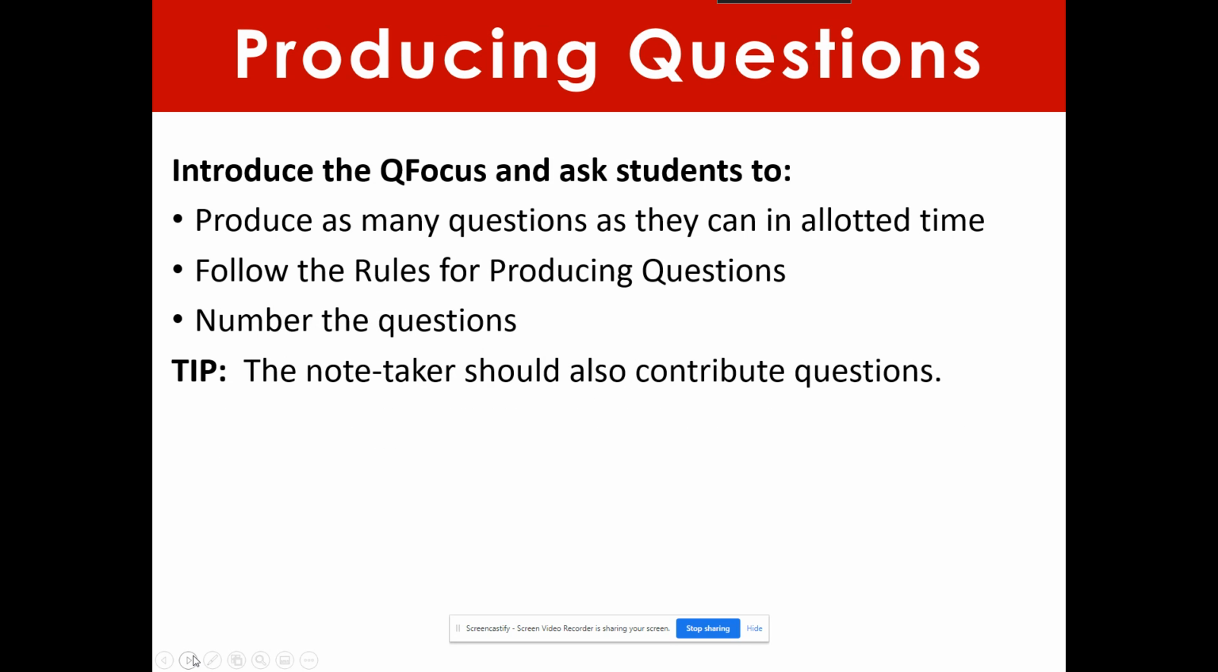You would then introduce the question focus and ask students to produce as many questions as they can in the allotted time. You would follow the rules for producing the questions. You would number the questions, and the note takers should also be contributing to questions in the process.